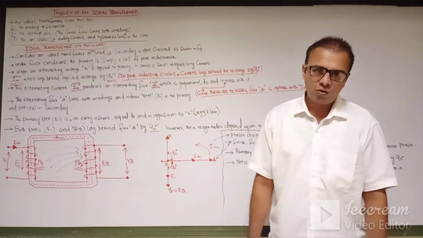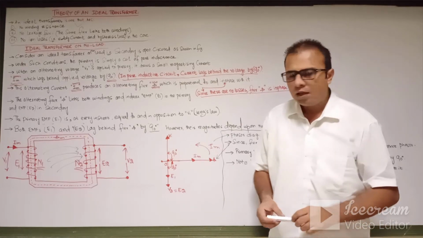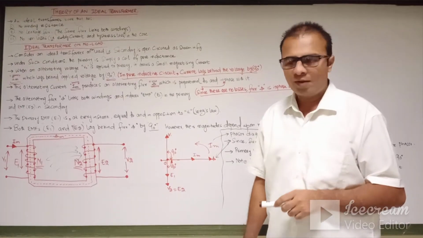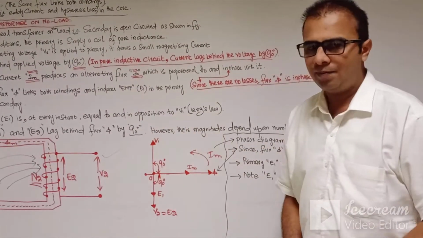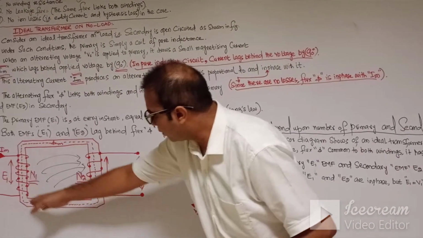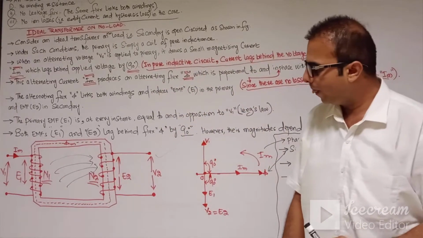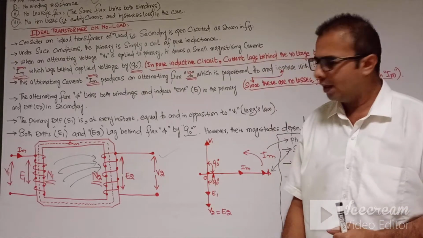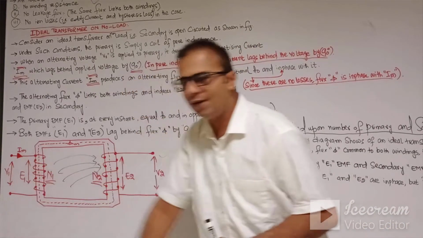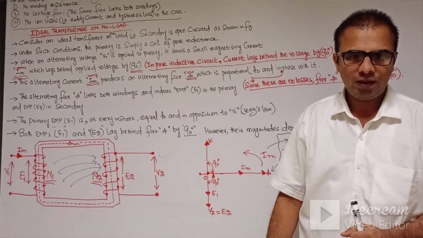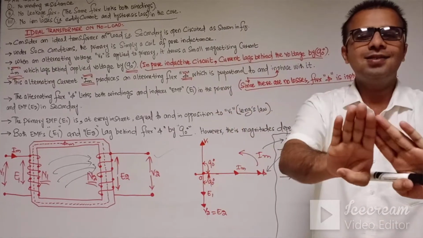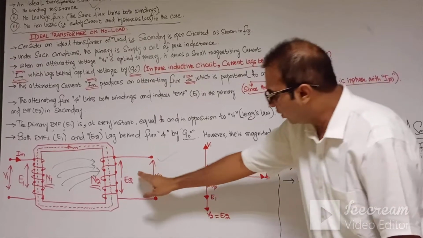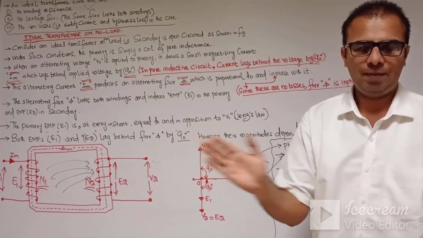Now let's take the case of the ideal transformer connected under the no load condition. As you can see in the diagram, this is the core of the transformer, this is the primary winding, and this is the secondary winding. The primary winding is connected with the AC supply, and the secondary winding is open circuited, because this is the no load condition.